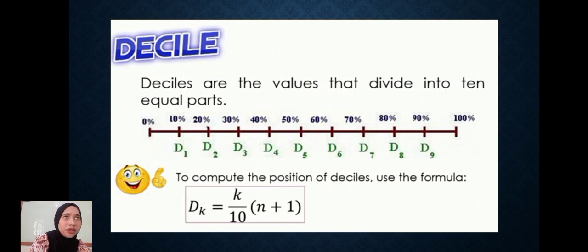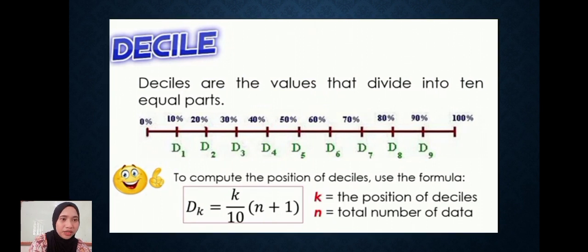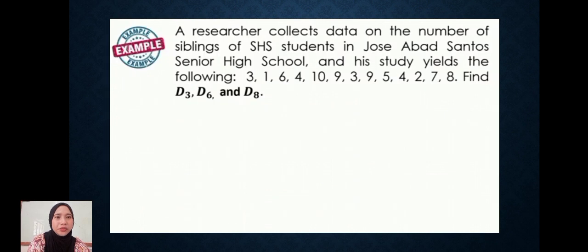So, kanina, ang gi-multiply natin is yung quartile 1, 0.25, quartile 2, 0.5, tapos yung quartile 3 natin is 0.75, multiplied or quantity of N plus 1. So, ngayon naman, we have to get first yung K natin, which is yung hahanapin na position, tapos over 10, multiply or quantity N plus 1, which is our N is the number of the sample or the population that we have. The K is the position of the deciles, and N is the total number of data. Okay, so we have an example here.